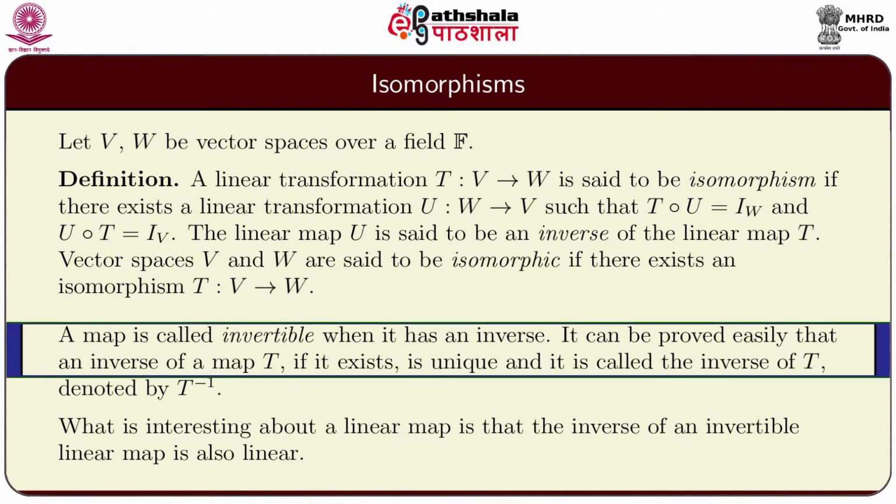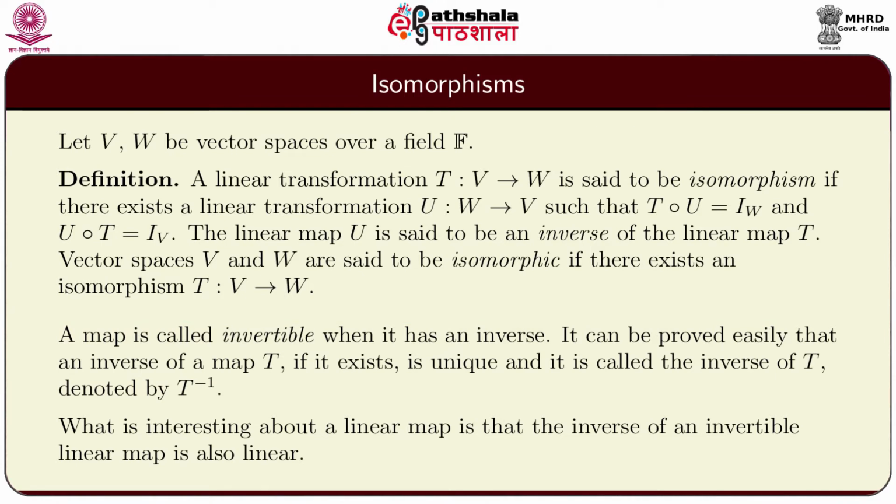A map is called invertible when it has an inverse, and it is easy to prove that the inverse of a map T, if it exists, is unique, and that is called the inverse of T, and we usually denote it by T inverse. So, in the case of an isomorphism, the inverse of a linear map, which is also a linear map, is what we call T inverse. In this case, U is T inverse.